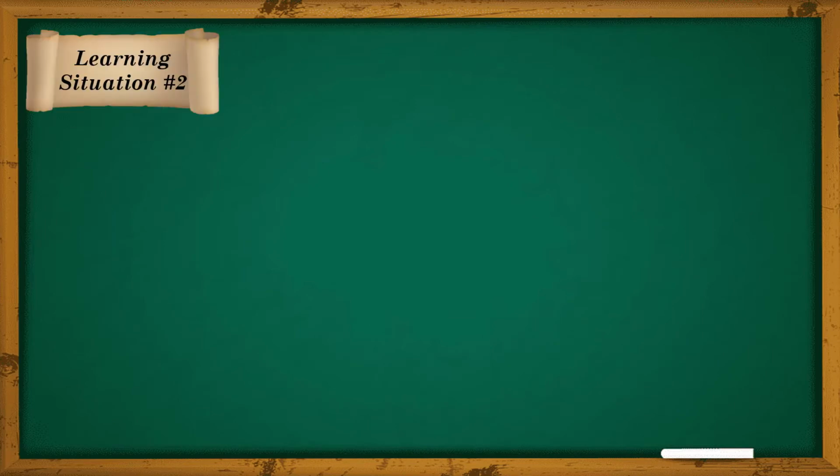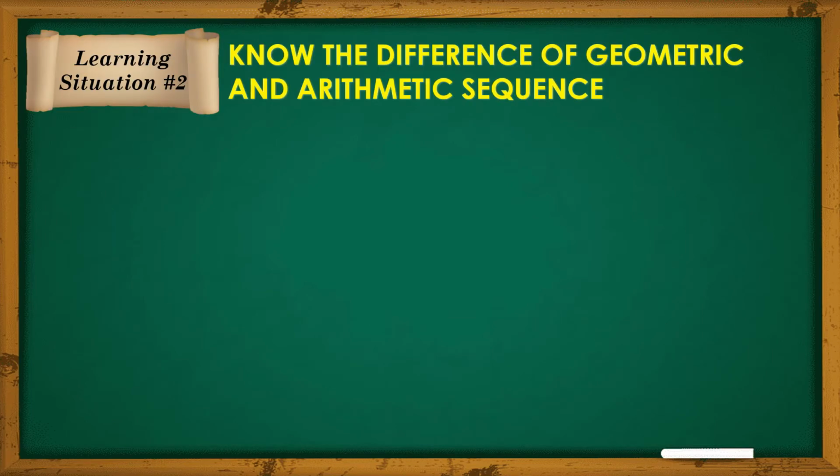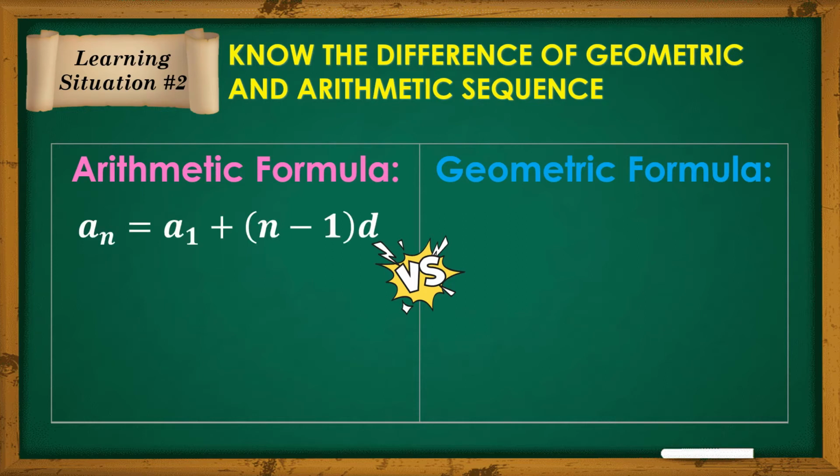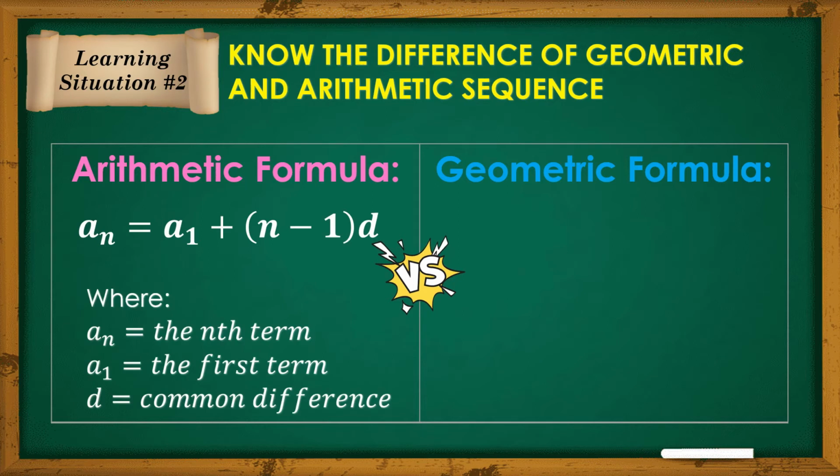Let's talk about learning situation number 2. Let's know the difference between geometric and arithmetic sequence. Ano ba yung basic difference nilang dalawa? Siyempre, pagdating sa formula. Ano ba ang formula ng arithmetic sequence na iba sa formula ng geometric sequence? Sa ating mga naunang modules, ito yung formula ng arithmetic sequence. a sub n equals a sub 1 plus the quantity n minus 1 times d, kung saan a sub n yung nth term, a sub 1 yung first term, at d yung common difference.